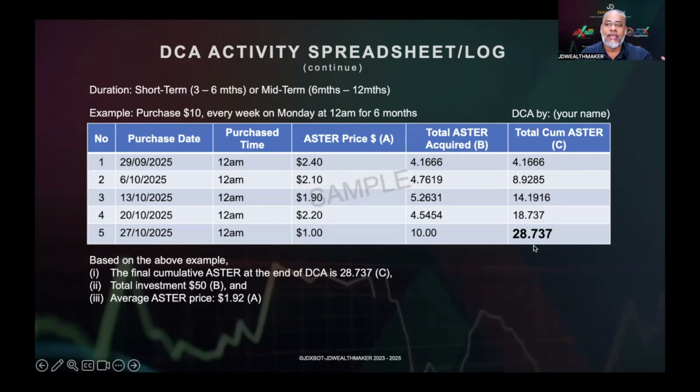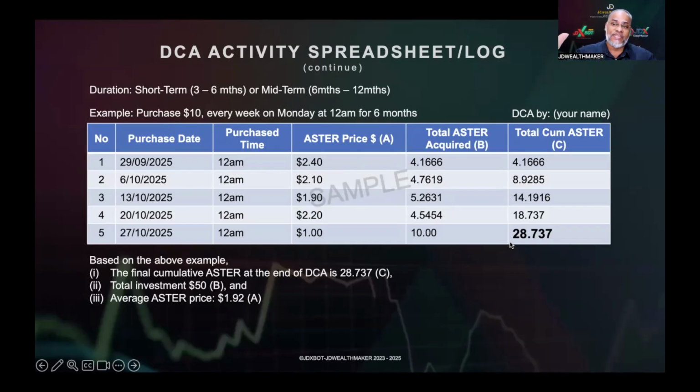Now, this is an example. Remember, if you are doing it for 6 months, then you will have the data for 6 months. If you are doing it for 3 months, you have the data for 3 months. It all depends on how much you purchase. Like in this example, I'm only purchasing about $10. These are the amounts that I'm getting if I purchase $10. If you purchase $100, then the amount will be different.